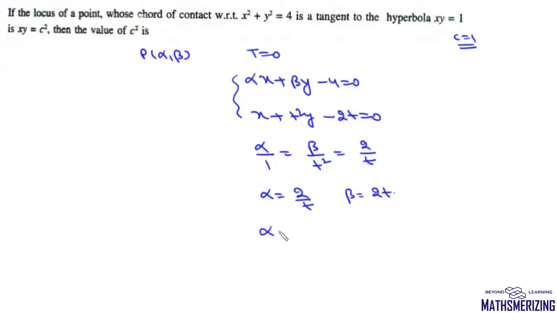Now we'll multiply them. We'll get alpha into beta equals 4. So this point P will lie on this rectangular hyperbola, which is xy equals 4. So the value of c square is simply 4, and that is the answer to this question.